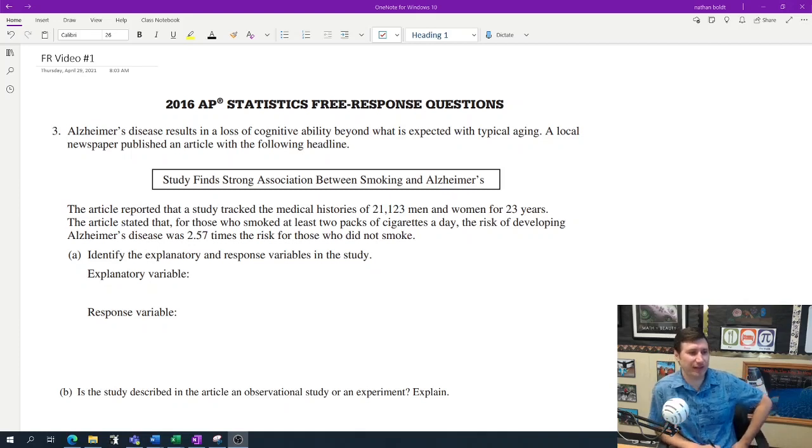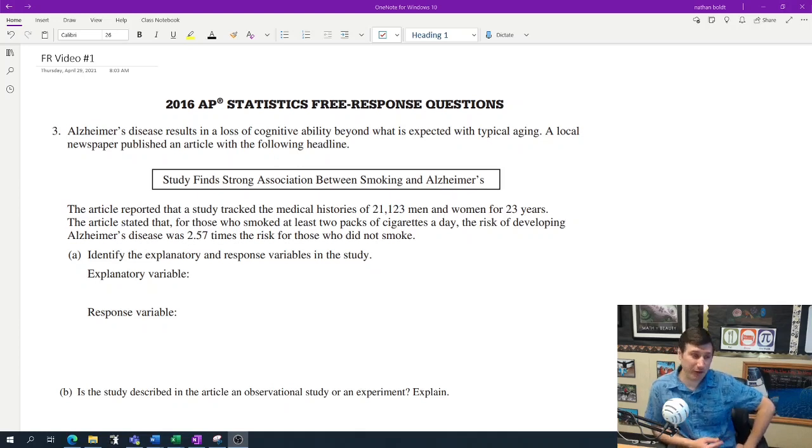Alzheimer's disease results in a loss of cognitive ability beyond what is expected with typical aging. A local newspaper published an article with the following headline: Study finds strong association between smoking and Alzheimer's. The article reported that a study tracked the medical histories of 21,000 men and women for 23 years. The article stated that for those who smoked at least 2 packs of cigarettes a day, the risk of developing Alzheimer's disease was 2.57 times the risk for those who did not smoke.